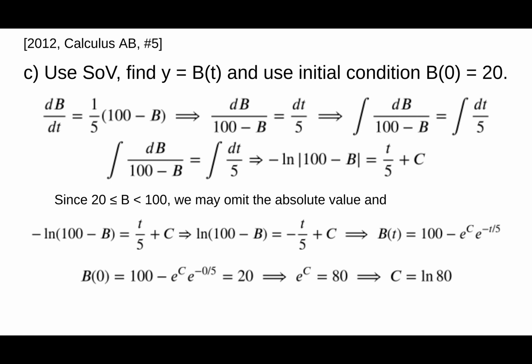So if we substitute this in, and usually when you solve a differential equation in a free response question, you are expected to solve it explicitly for y. You're not supposed to have 3y or y plus 7 or anything like that. So we want b of t equals, and then e to the natural log of 80 is just 80. So we would get b of t equals 100 minus 80 e to the negative t fifths.